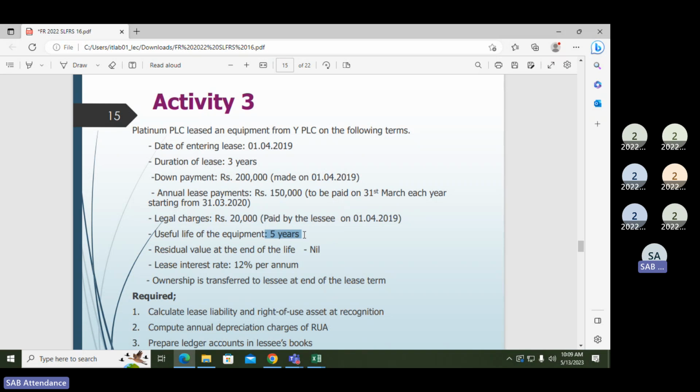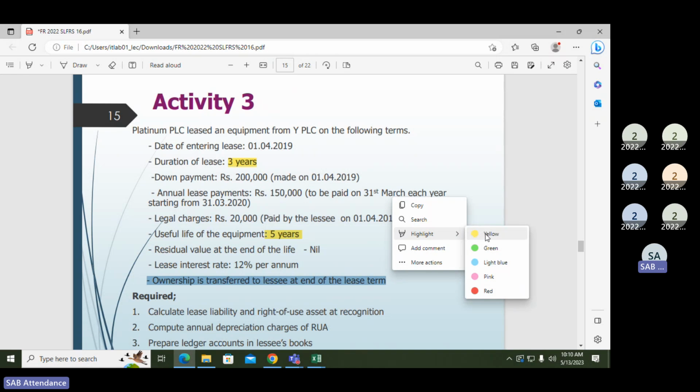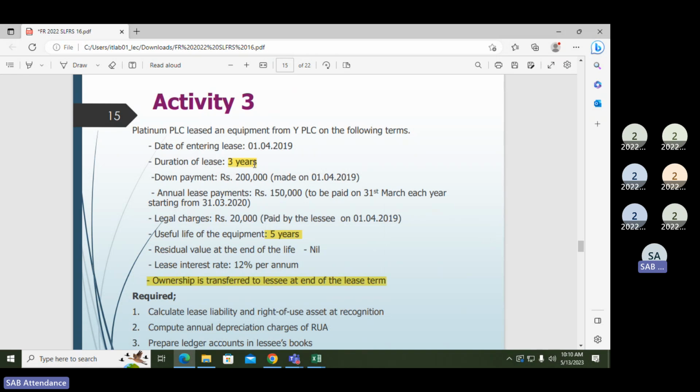Useful life 5 years. Lease term 3 years. So these two are not the same. So we have to consider whether ownership is transferred or not. No residual value. Lease interest rate is 12%. Ownership transferred at the end of the lease term. If the ownership is transferred, you can depreciate this over 5 years instead of 3 years, right? Over the useful life. Your lease period is 3 years, after that ownership transfers, so the lessee can use it for the remaining 2 years as well. So you can depreciate over 5 years.